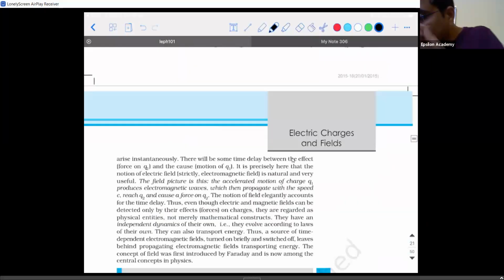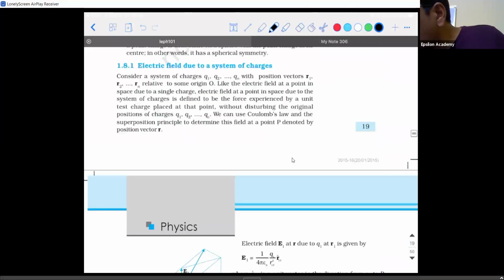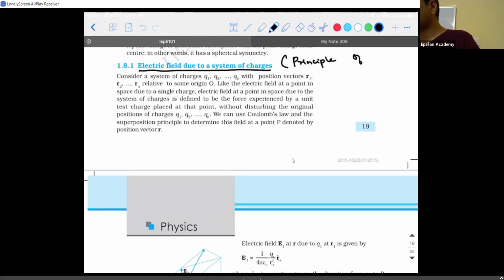So one last point, with that we'll end this session. Electric field due to system of charges. So what are we going to do here? Like how we discussed yesterday, we are going to speak only about the principle of superposition.